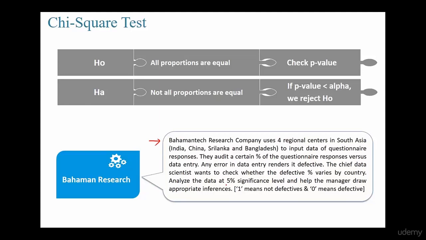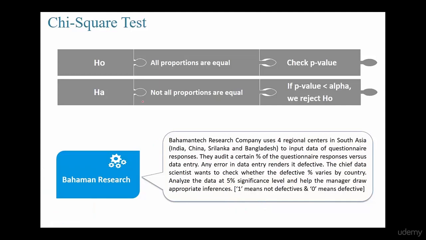Now we have to analyze the data at 5% significance level and help the manager draw inferences. 5%. Significance level is once again alpha. This is type 1 error. 5% is equivalent to 0.05. And in the data set, if you have a 1, it is not defective, and if you have 0, it means it is defective.